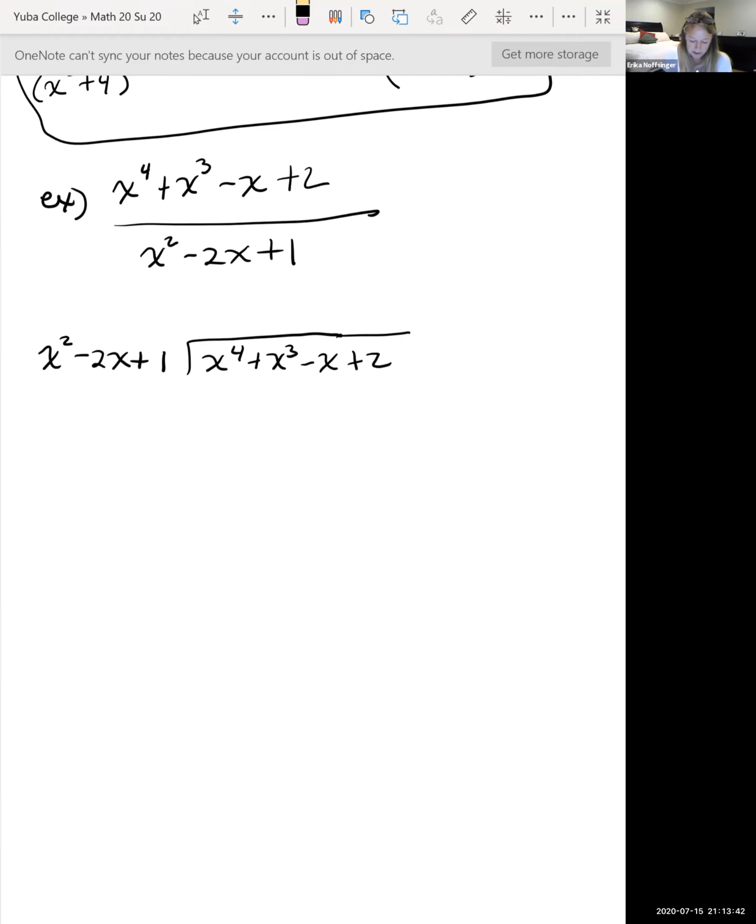Looking at the first term, you're looking at x squared, and you think to yourself, what do I multiply x squared by to get x to the fourth? That's x squared. So distribute and put it below. So we get x to the fourth minus 2x cubed plus, I'm missing an x squared term. Well, let me just finish. So plus x squared. It's easier just to keep things lined up if you have a missing variable to put in the zero for that term. So instead of plus x cubed, then I would have a plus 0x squared minus x minus 2.